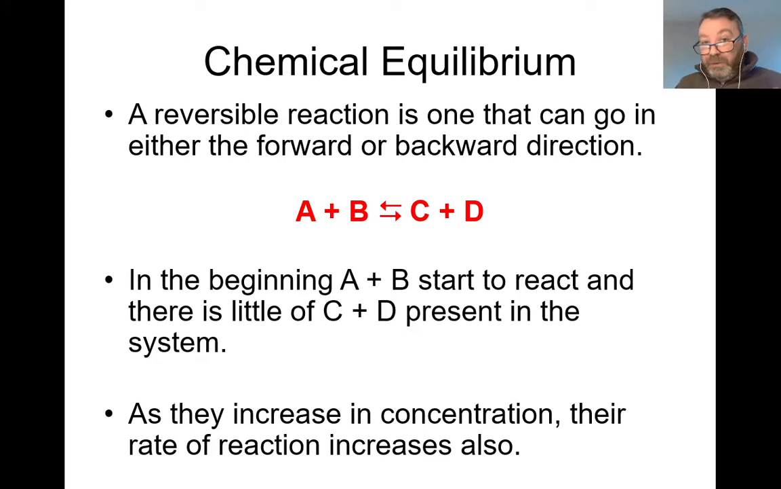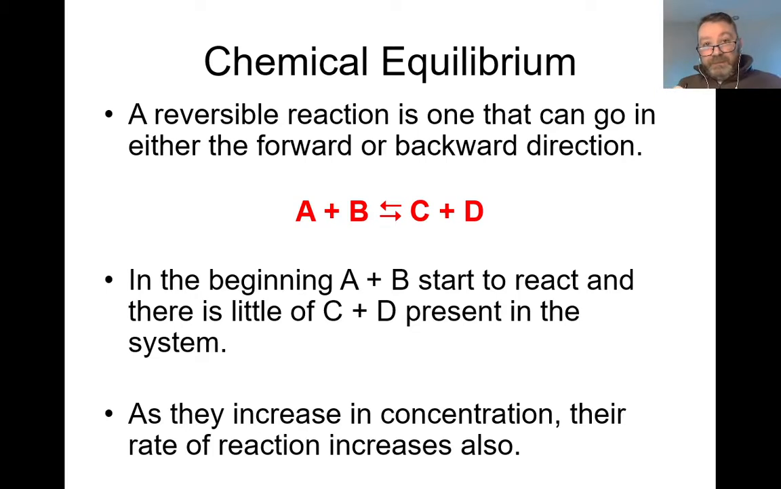And as their collisions become more frequent, they then begin to react to give back A plus B, until we reach a stage where the rate of the forward reaction is the same as the rate of the backward reaction, meaning that the number of particles colliding from A and B is the same as the number of particles colliding in C and D. So they're basically producing one another at the same rate.